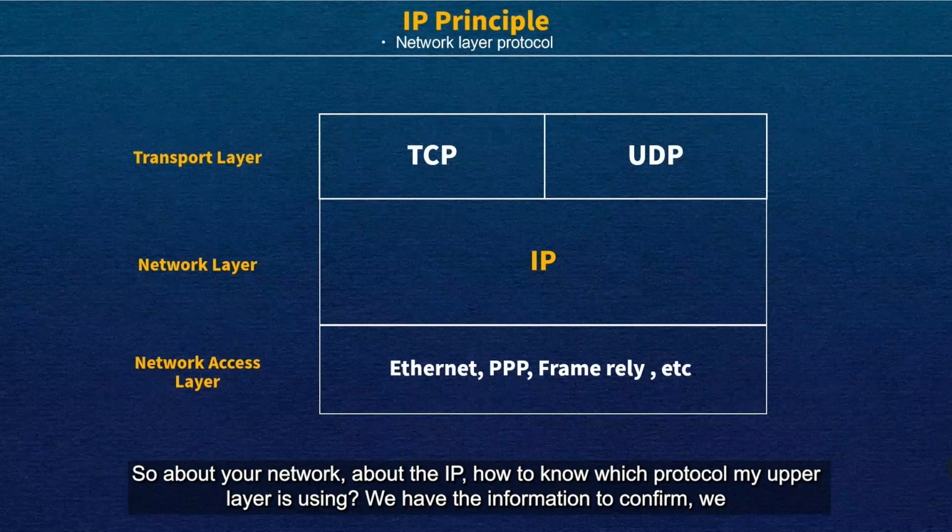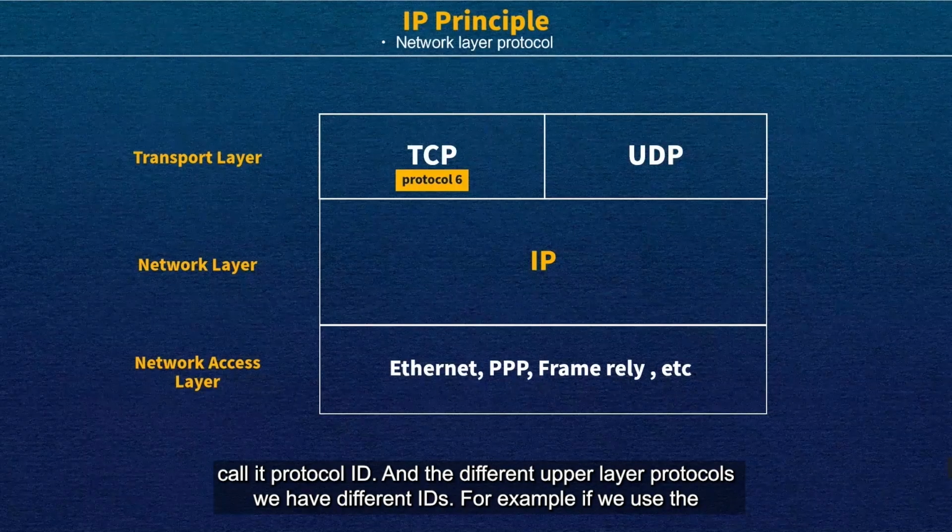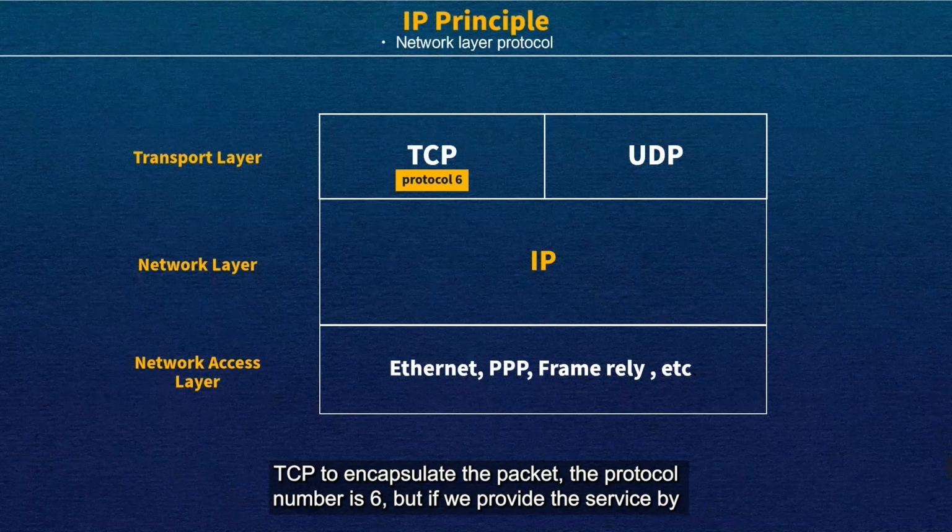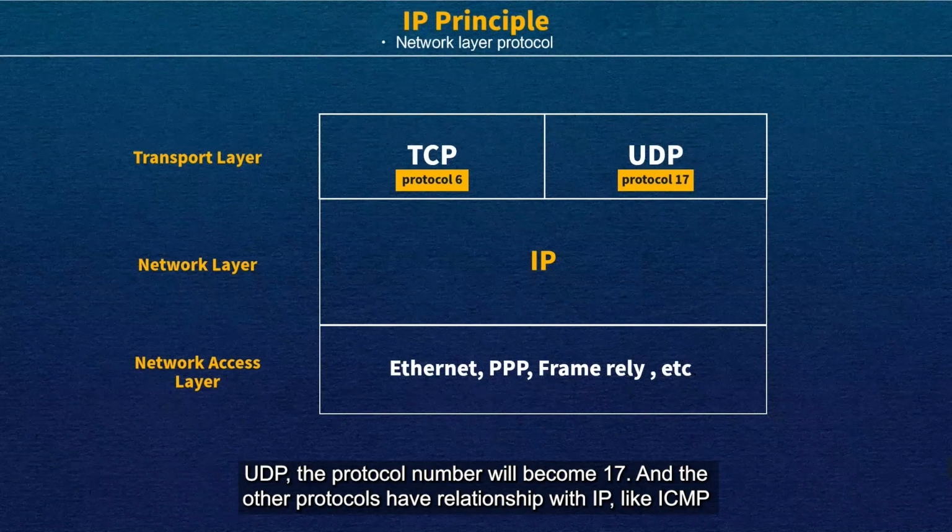So about your network, about the IP, how to know which protocol my upper layer is? We have some information we call the protocol ID. And different upper layer protocols have different IDs. For example, if we use TCP to encapsulate the packet, the protocol number is 6. But if we provide the service for UDP, the protocol number will become 17.